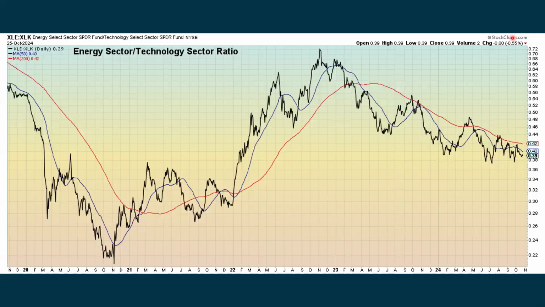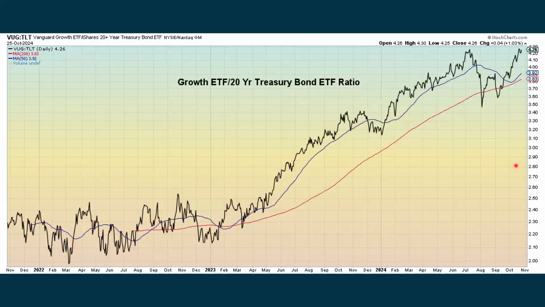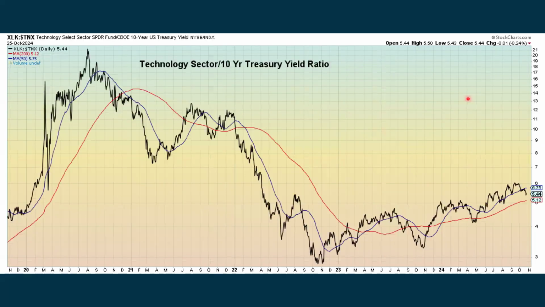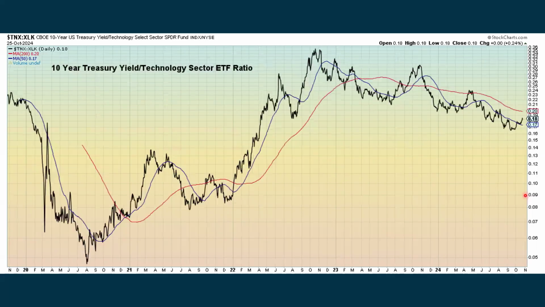We look at another ratio between energy and tech, showing how energy is underperforming tech. We look at growth stocks versus bonds, showing how the growth stocks are outperforming, even though there was some weakness over the summer. The tech sector to the 10-year yield, showing how the tech sector has been outperforming, even though we're seeing some recent weakness. This is an inversion, showing how the 10-year yield has been underperforming, even though it's been seeing some strength as interest rates have been going back up.